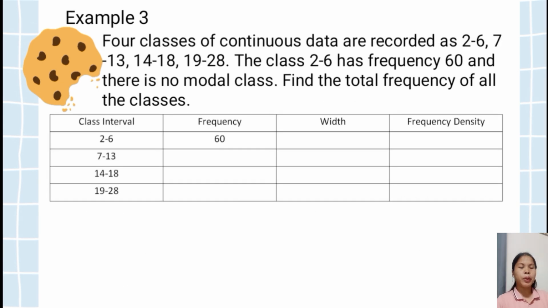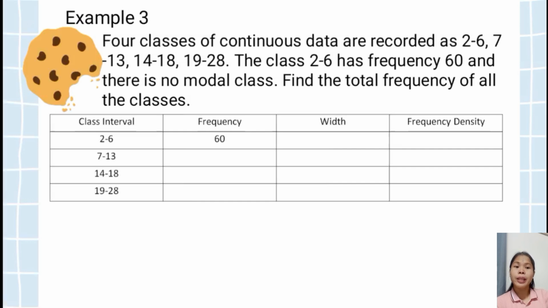Let's have example number 3. Four classes of continuous data are recorded as 2 to 6, 7 to 13, 14 to 18, and 19 to 28. So the class 2 to 6 has a frequency of 60 and there is no modal class. So we're going to find the total frequency of all the classes. In order to do this, we need to complete the table, right? So no modal class means we have the same frequency densities for all intervals, right?